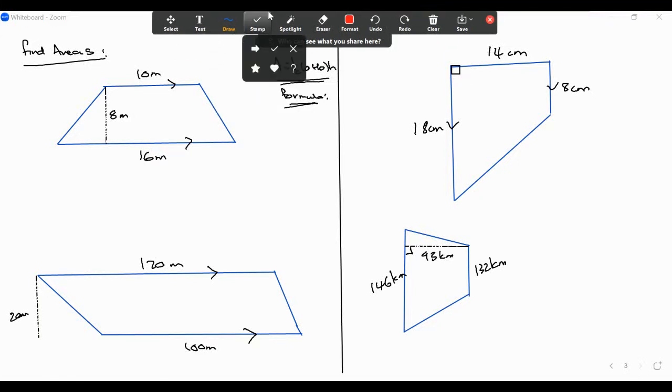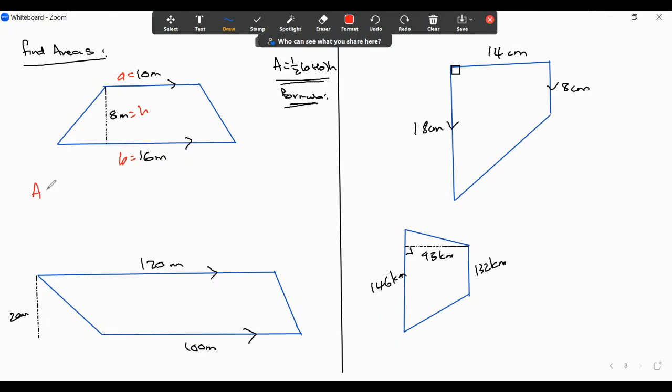All right, so for the first question here, we have to identify the base and the height. The A and B, which are the parallel sides, can be either. So I'm going to call this A, I can call this B, I could call that B, I could call that A. And this is H. The formula is half A plus B times H.